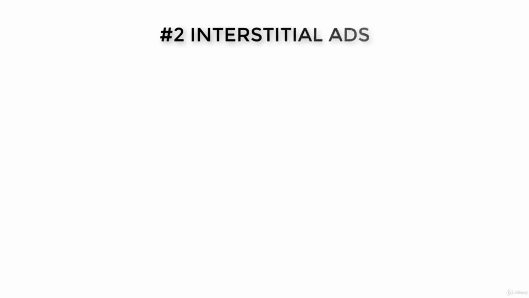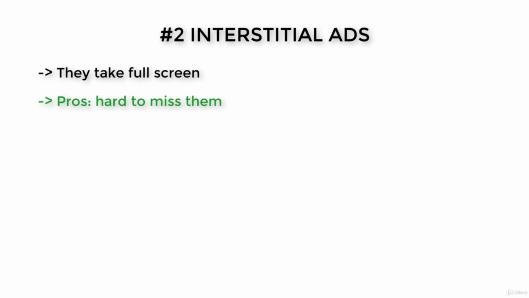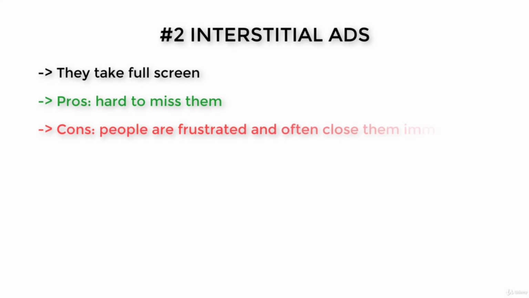Number 2. Interstitial ads. Interstitials are ads that take the full screen of a browser window or a mobile device screen. Their biggest advantage is that it's hard to miss them, as they get 100% of the screen. As for the cons, even though they are on the whole screen, people are closing them right away, not paying attention to the ad itself.